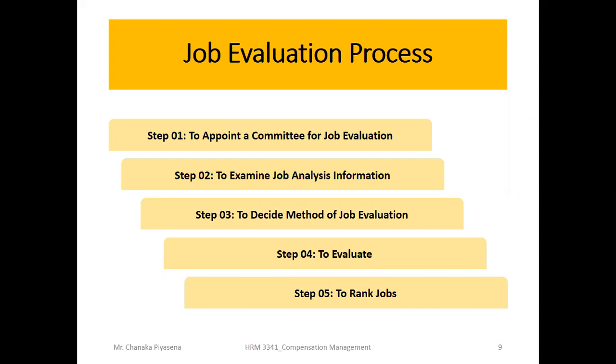There are 5 steps. The first one is to appoint a committee for the job evaluation. The second step, to examine job analysis information. Third, to decide methods of job evaluation. Fourth, to evaluate. The fifth, to rank jobs. We'll discuss one by one. The first one is to appoint a committee for job evaluation.